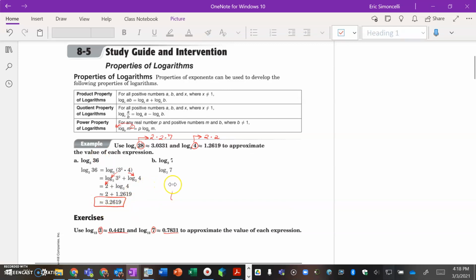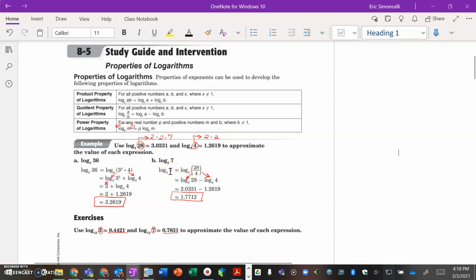Let's move on to part B. Part B, log base 3 of 7. So some of the techniques that they have used here on this particular problem, as you can see, include taking 7 and writing it as a quotient of 28, which yes, you were given at first, but also 4, of course. So 28 over 4, which is 7.